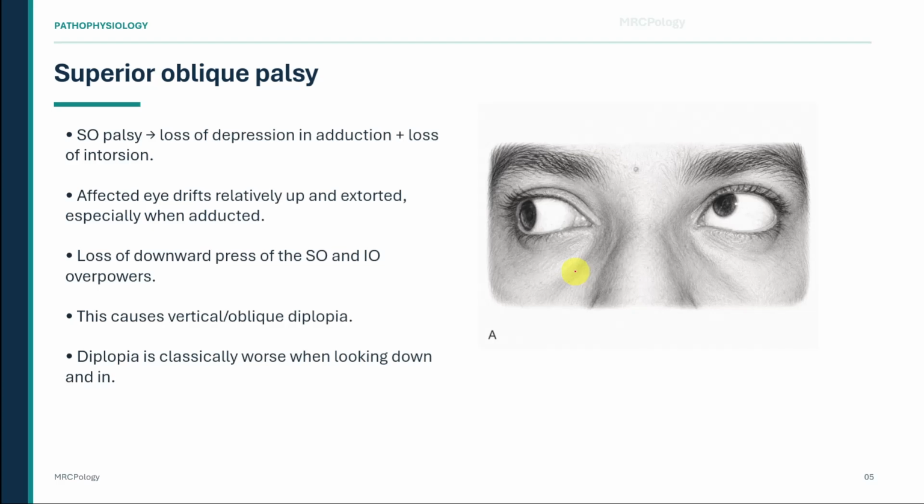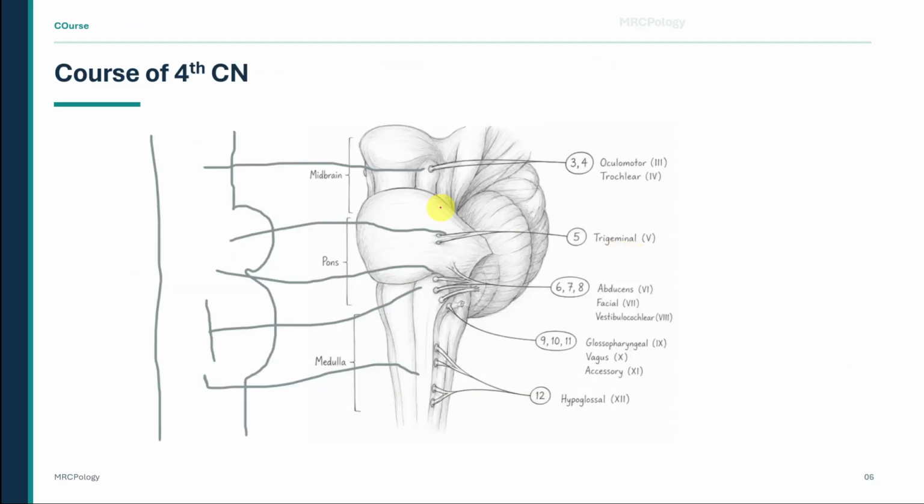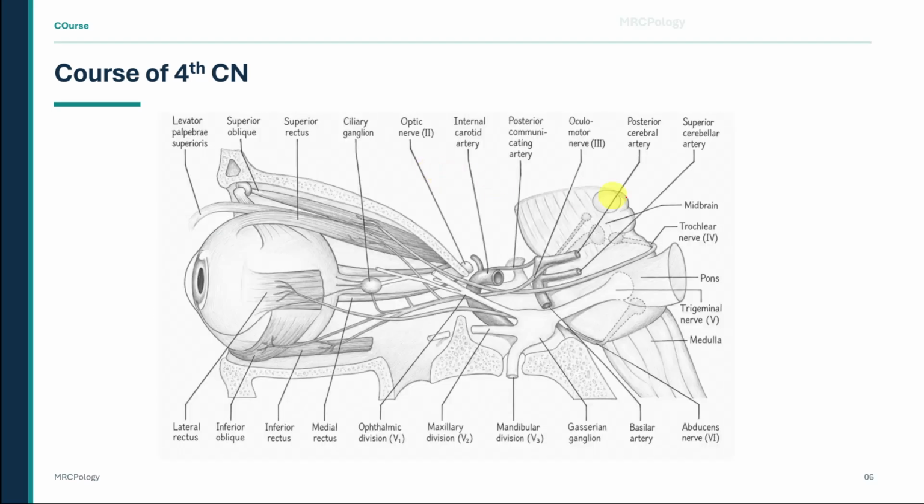Now let us move to anatomy, because the course of the fourth nerve explains the causes. The trochlear nucleus lies in the dorsal midbrain at the level of the inferior colliculus. The fibers then decussate before exiting. This is high yield. A nuclear fourth nerve lesion causes a contralateral superior oblique palsy.